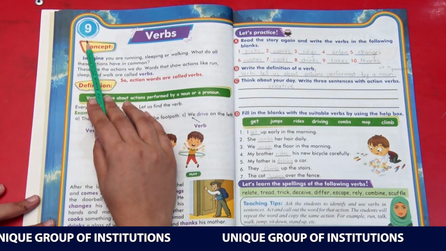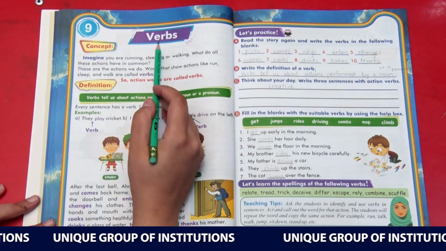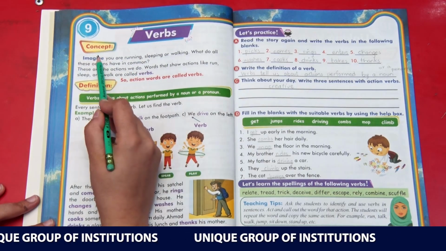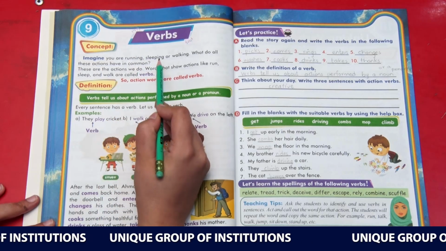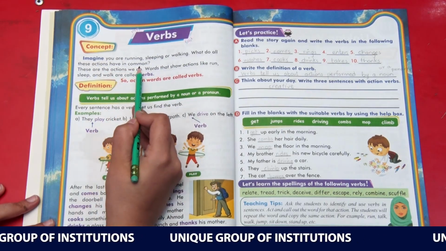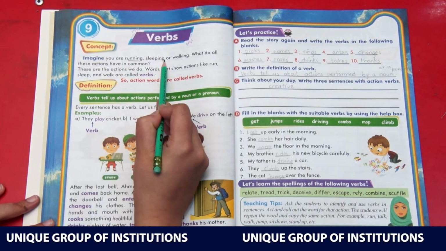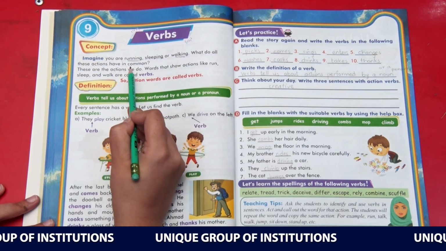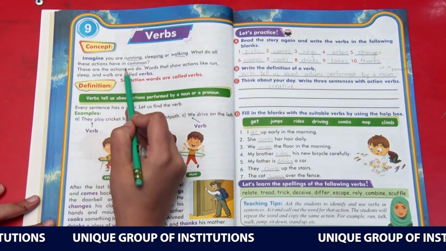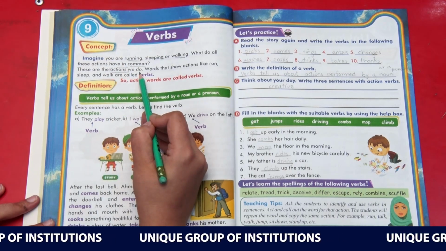This is unit number 9 and these are verbs. On page number 30 you can see there is a heading of verbs. Concept. Imagine you are running, sleeping or walking. What do all these actions have in common? Now tell me, what common thing do you see in these actions, like running, sleeping, walking? These are the actions. What are all these? Actions. We do them.